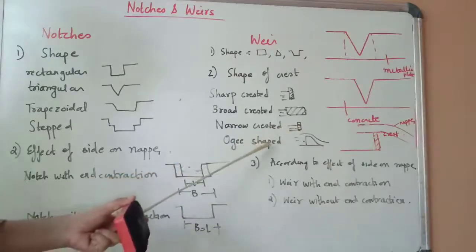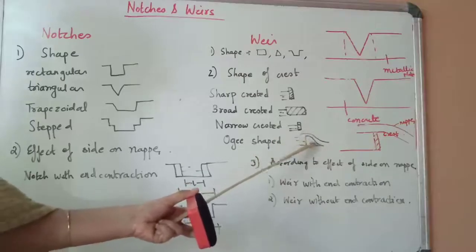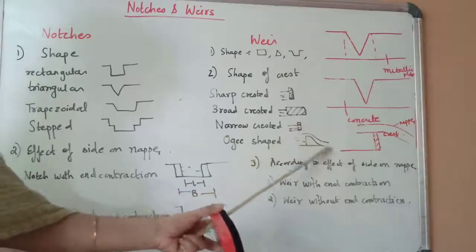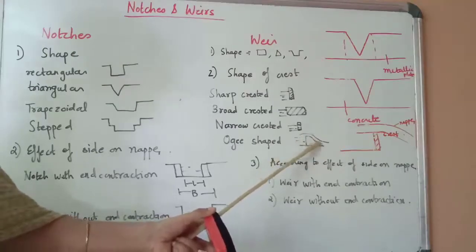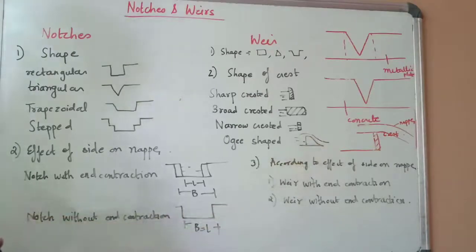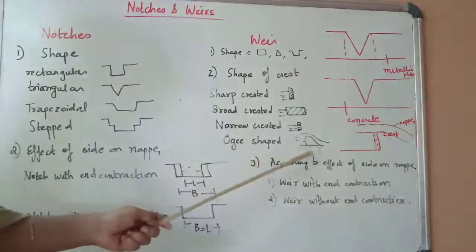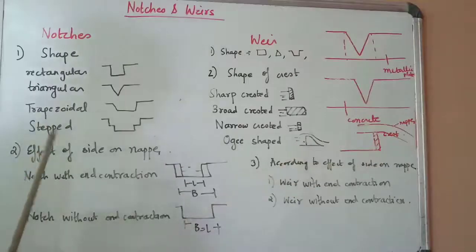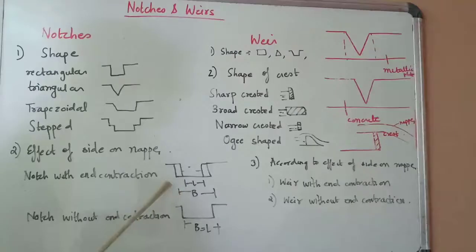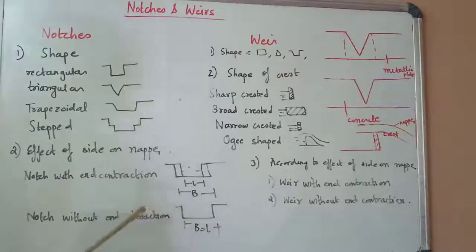An ogee shaped weir means it will be in the shape of an S curve. The weir will be of this shape and water will be flowing over this. So these are based on the shape of the crest. Next is according to the effect of side on the nappe, the same condition. A weir with end contraction means L will be less than the width, and a weir without end contraction means L will be equal to B.